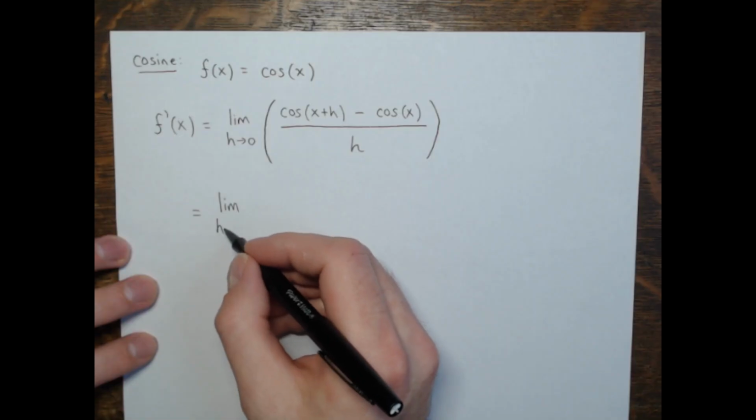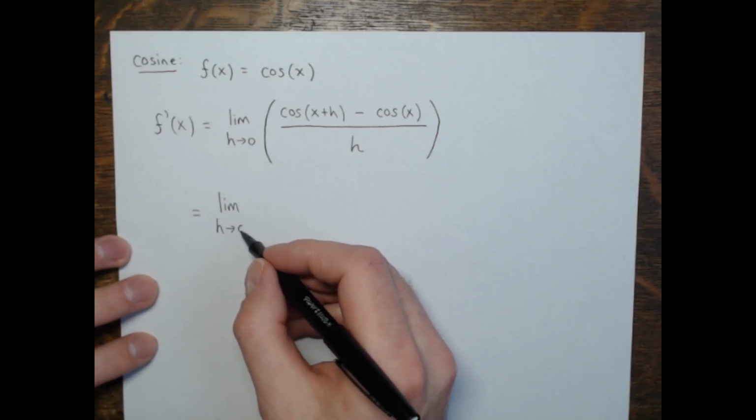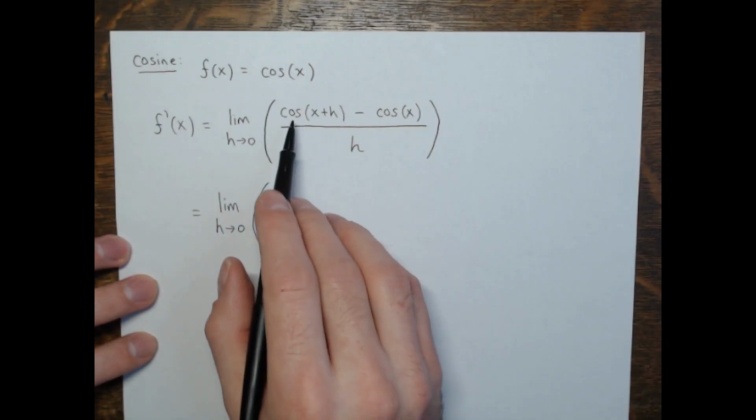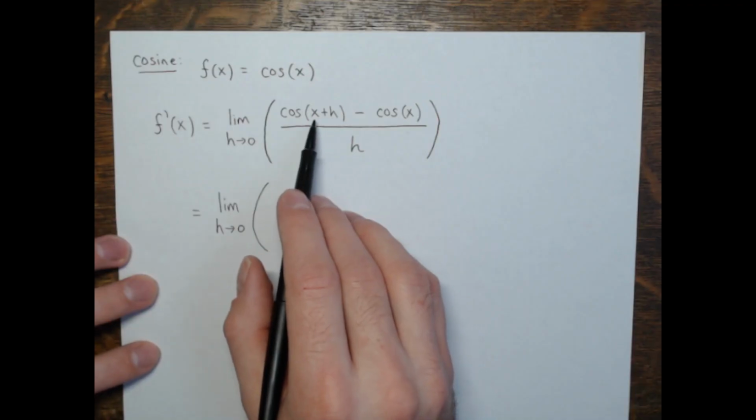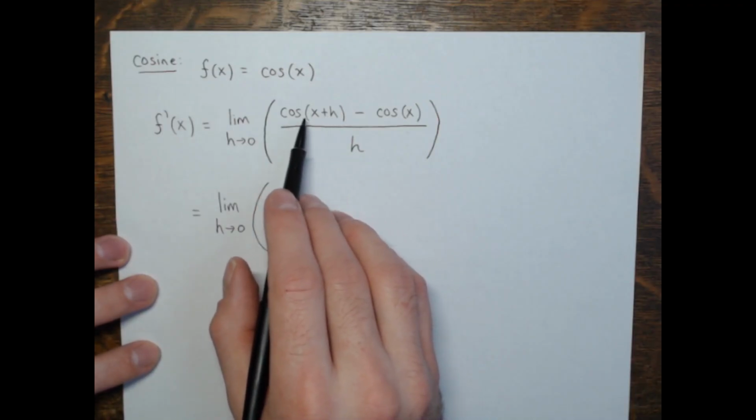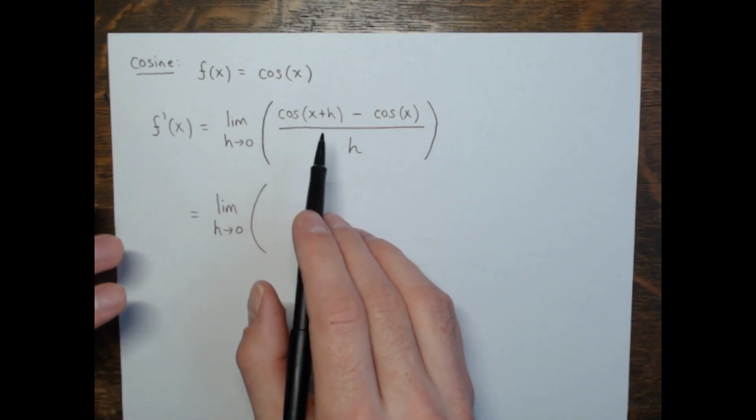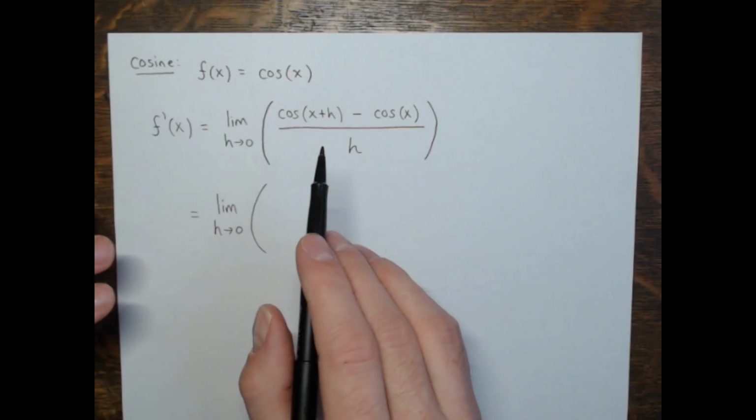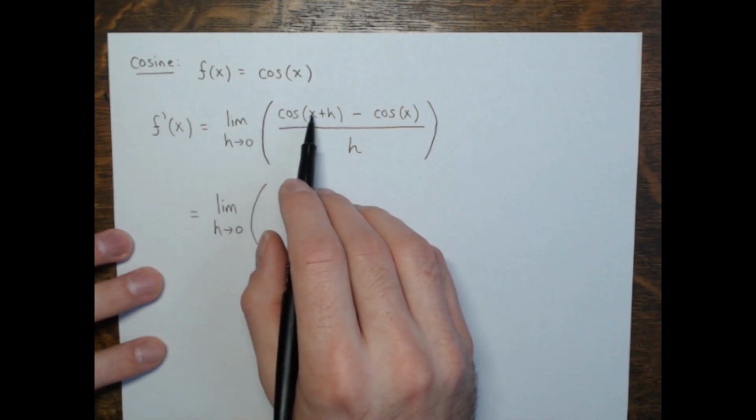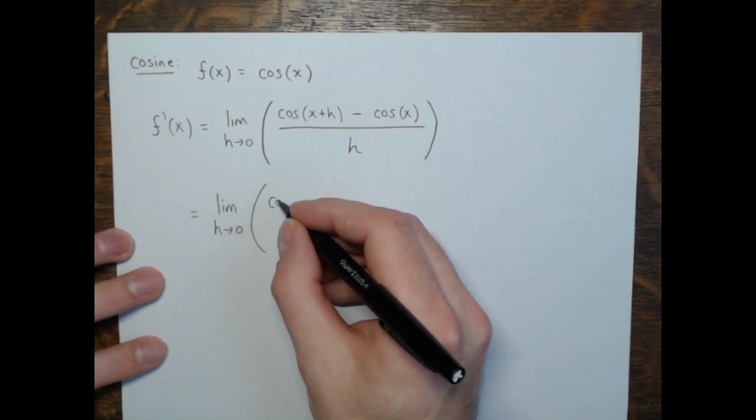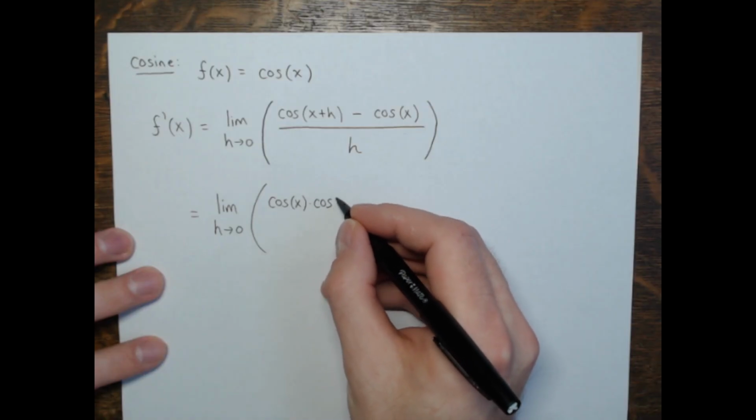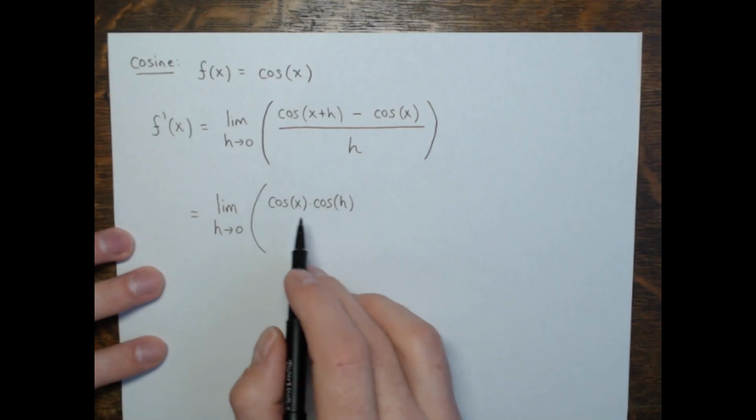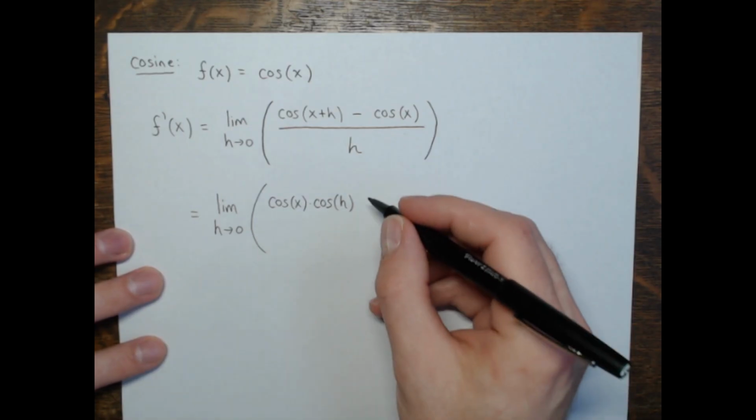The limit as h approaches 0, and then like with the sine of a sum, here I have the cosine of a sum of two quantities, x plus h. So again, I'm not going to go into why this is. I'm not proving anything. This should be known from a trig class or pre-calculus class. So that's the cosine of the first value, so cosine of x, times the cosine of the second value, so cosine x times cosine h.